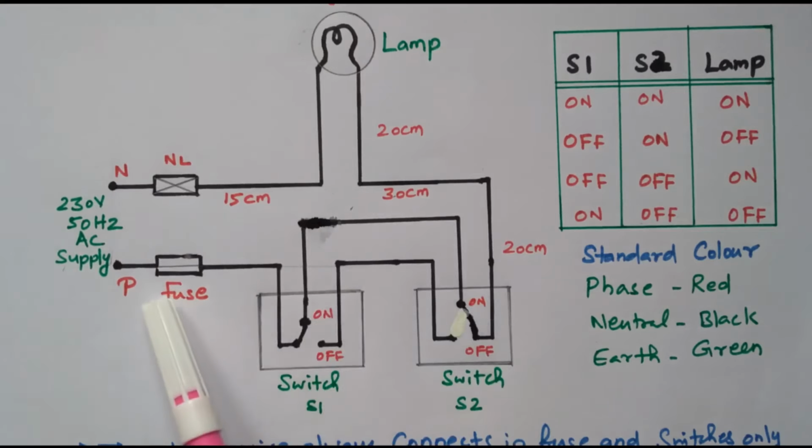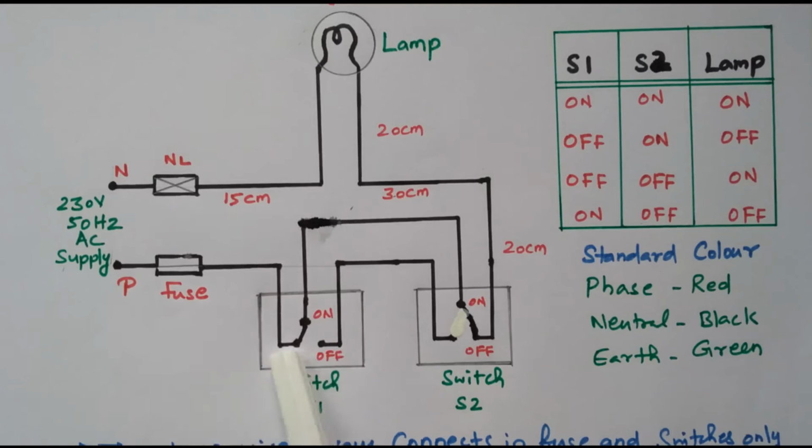The entire circuit is disconnected from the supply, so that we can avoid overcurrent damaging the circuit. That is the purpose of the fuse, so the phase is always connected to the fuse. These switches are used to control the lamp. So the phase is connected through the fuse and switches. Now we'll see the connection.